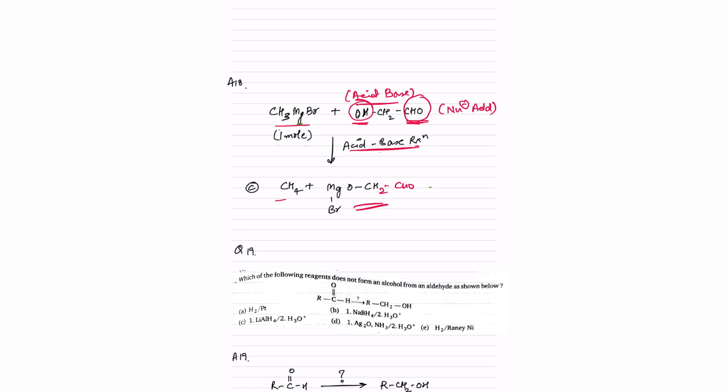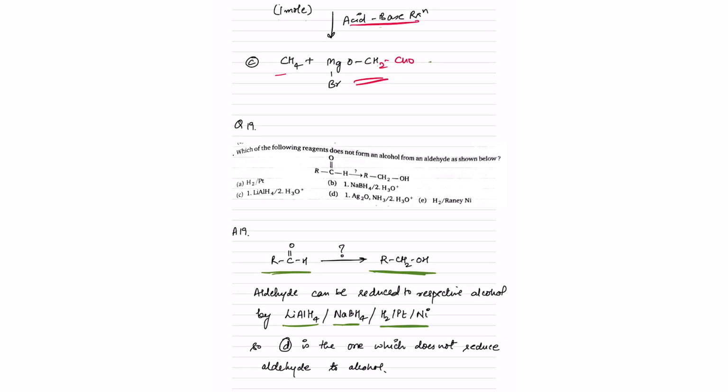Now come to question number 19. In question number 19, they have asked which of the following reagents does not form alcohol from aldehyde. So in this question, we have been given the aldehyde, and we have to find the alcohol being formed. If I talk about LiAlH4, it can convert my aldehyde to the respective alcohol. NaBH4 can also convert. H2 with platinum and nickel can also do it.